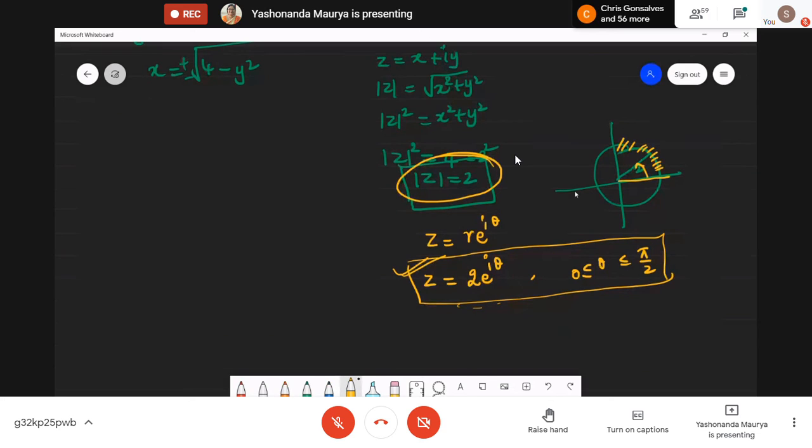Any doubts over here? Ma'am, for the entire circle, we can take one quadrant and multiply it by 4.